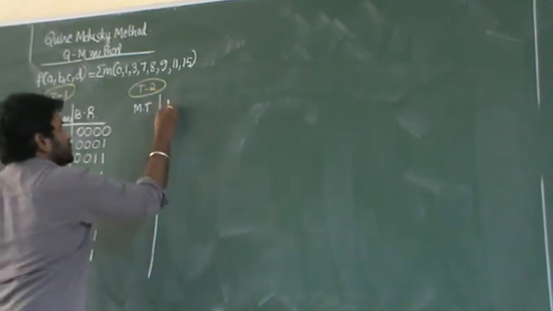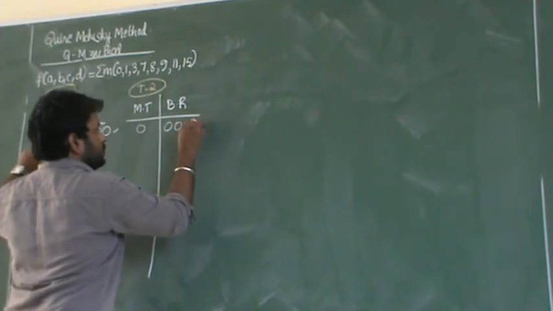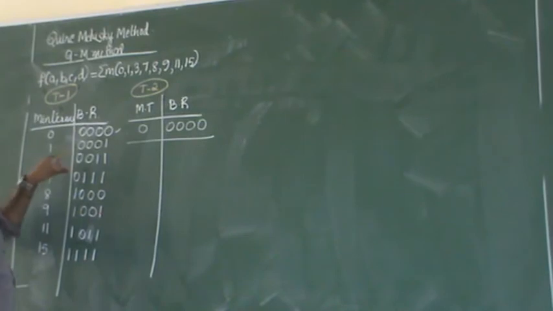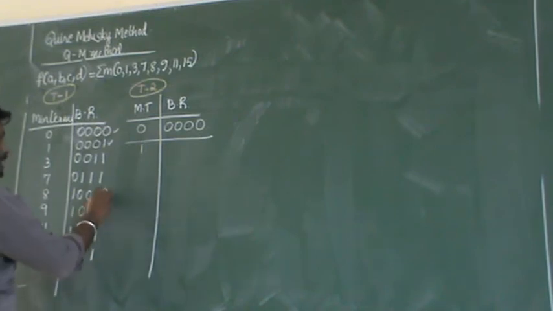Coming to the next, that is table number 2. You have to group the terms based on the number of ones. First I will write the min terms, and next comes the binary representation. The first group has 0 number of ones, so I will write only 0, 0, 0, 0. That is the 0th group. Next, the binary representations having a single 1 are 1 and 8.